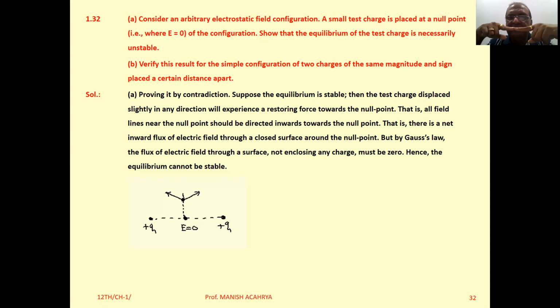It is a null point. And if in any direction you displace the charge but the force on it is towards the null point, it implies that all the field lines are entering that particular point.